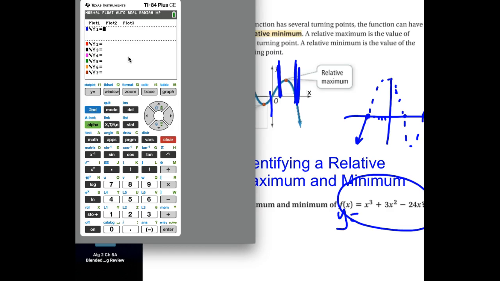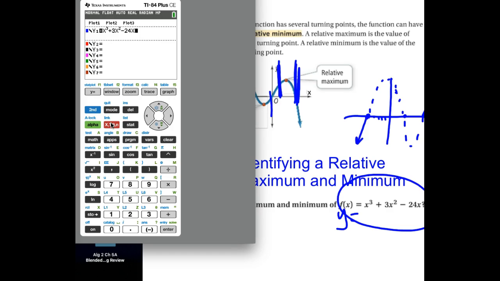So in your y equals screen on your calculator, your variable key is right here. All right, so we have x. Our power key is over here. We're going to use a third power. And on a lot of the newer calculators, you have to arrow out of that exponent position and get back down to continue. Okay? Our next piece is plus 3x squared. And then we have a minus 24x.